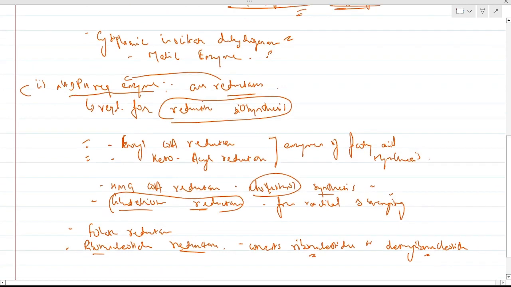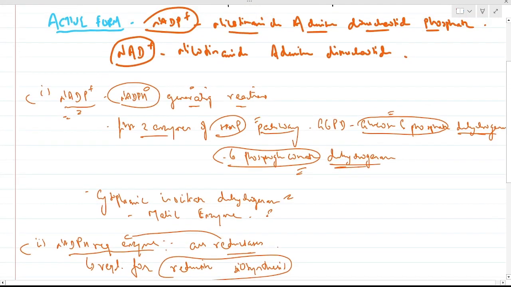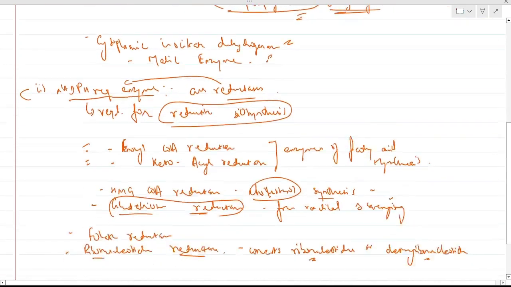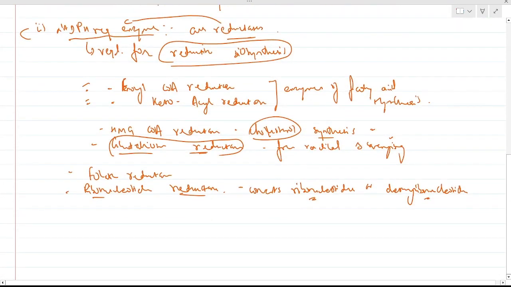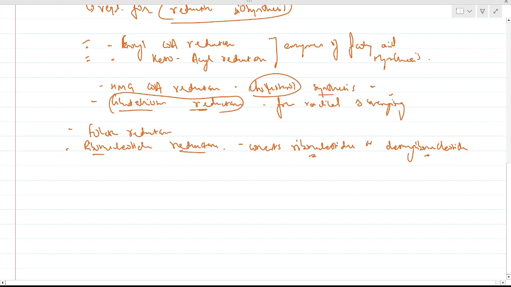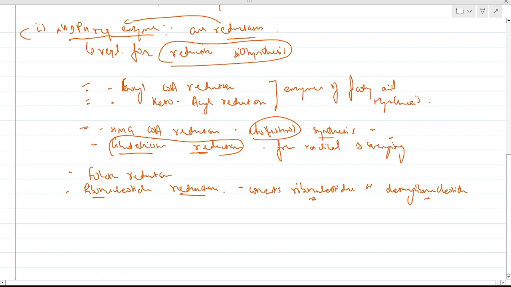So we have seen how the two active forms are required in which enzymes and in which pathway. This is an important part because niacin is a very important coenzyme factor for most of the biochemical reactions in the body. We need to remember these important enzymes such as HMG-CoA reductase and glutathione reductase. Also the two enzymes of fatty acid synthesis.